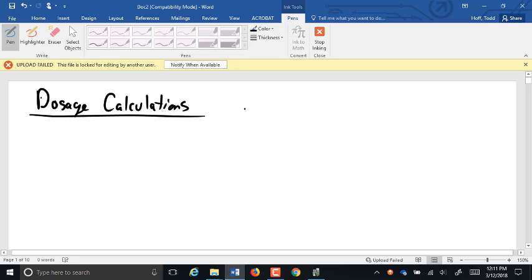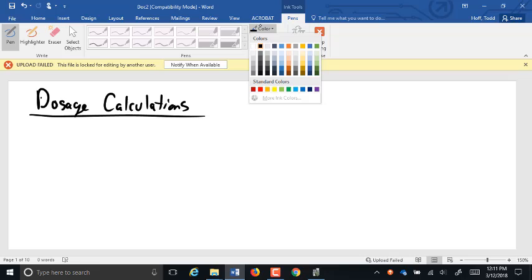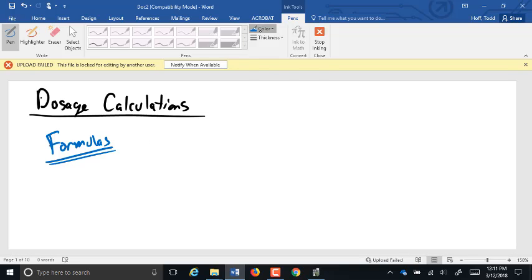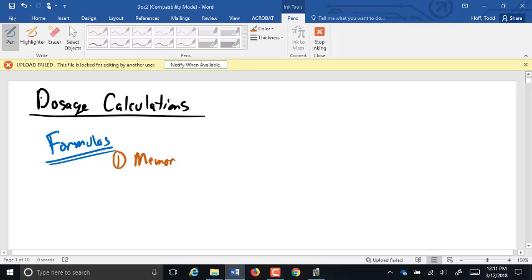Well, one of the possibilities we have for dosage calculations is formulas. The problem I have with formulas is two things. One, you have to memorize them. And there are a lot of different formulas depending on what information you're given, a lot of different formulas that apply to our different dosage calculations. And two, sometimes they can be unclear or just not quite fit the situation.